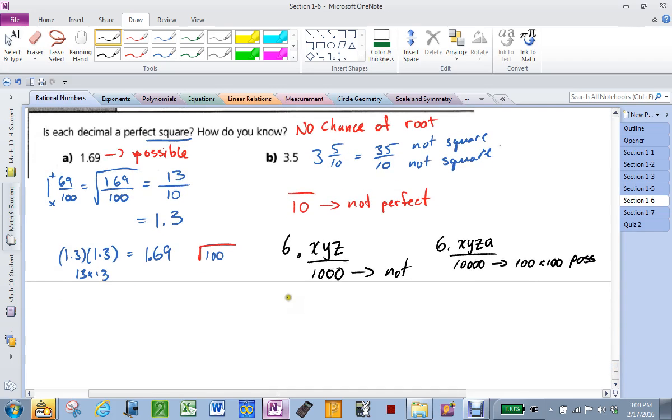Right? What about 5 decimal places? Well, 1 was no. 3 was no. What about 5? No. What about 6? Well, 2 was yes. 4 was yes. So 6, yes, because it's over 1,000,000. And 1,000,000 has a square root. 1,000 times 1,000.